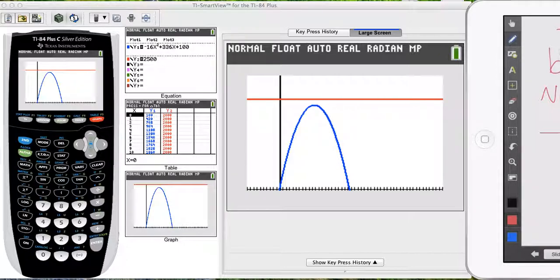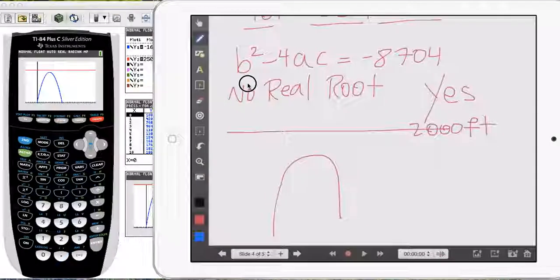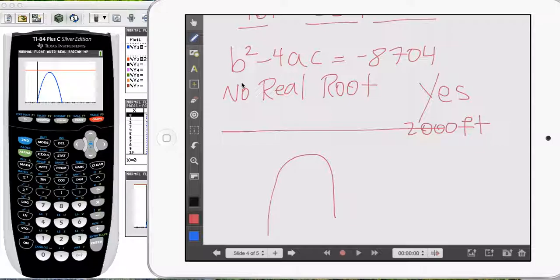As you can see, the fireworks did meet the requirement. It did not cross the federal requirements. So that's how you solve a problem like that using the discriminant, and you can always use the calculator to check. Now let's move on to the third example.